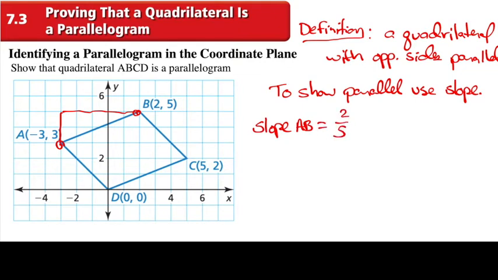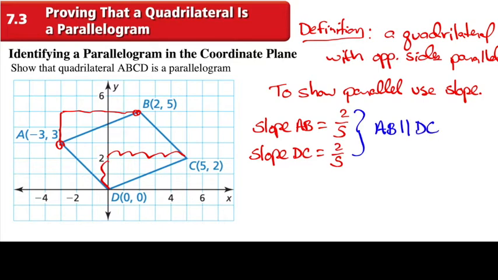And if I look for the side that I think is parallel to AB, that would be DC. So slope of DC. We see we go up 1, 2, and to the right 1, 2, 3, 4, 5. So rise over run is 2 over 5. From here, because the slopes are equal, we can say that AB is parallel to DC. And now we have to check the other set of parallel sides.